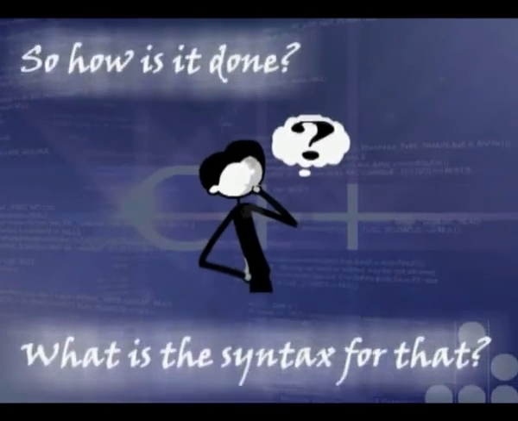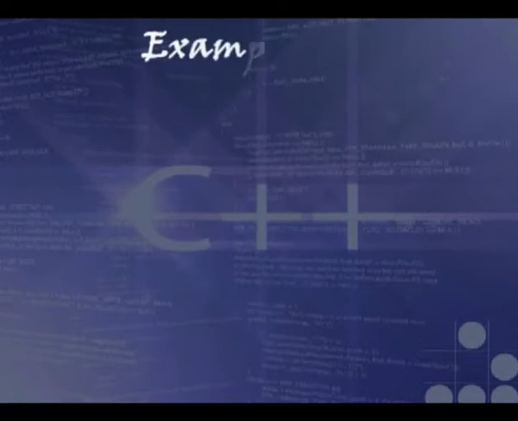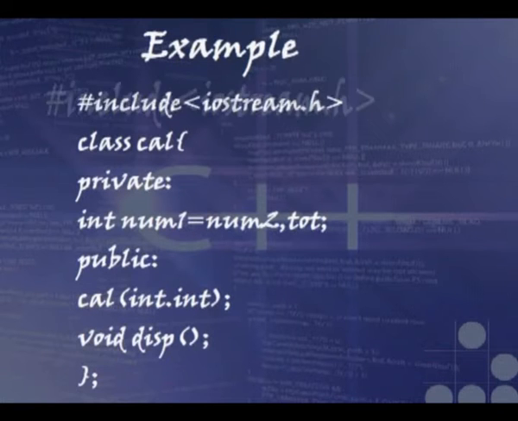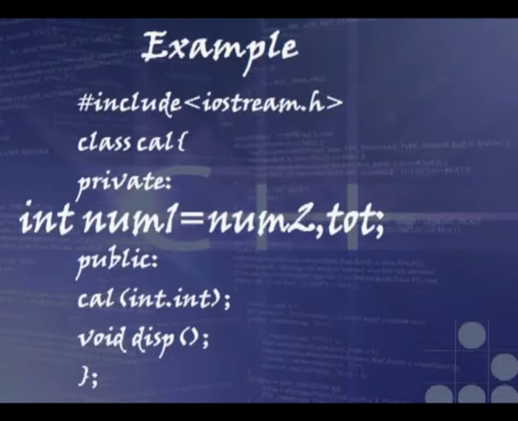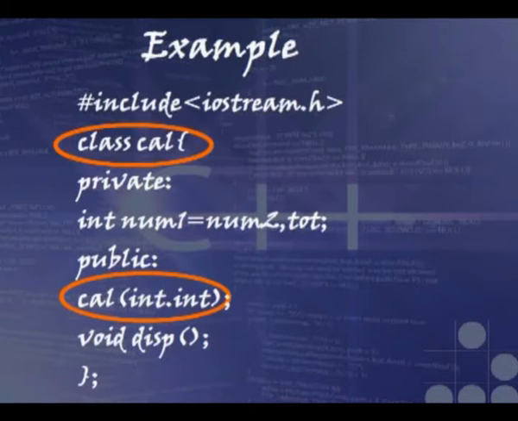So, how is that done? What is the syntax for that? We will see it using this example program. You are having the header file, you are having the class declaration Cal, you are having the private data members num1, num2 and TOT. So, there are 3 integer variables. You are having the public access specifier, you are having the constructor Cal, which is the same as the class name.